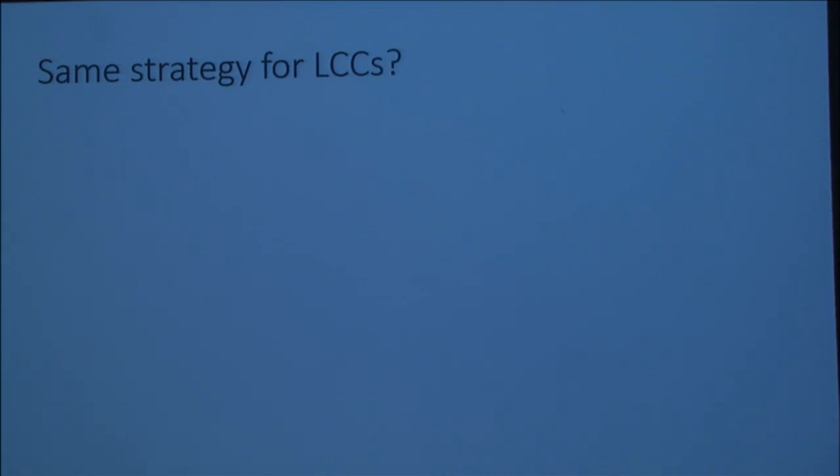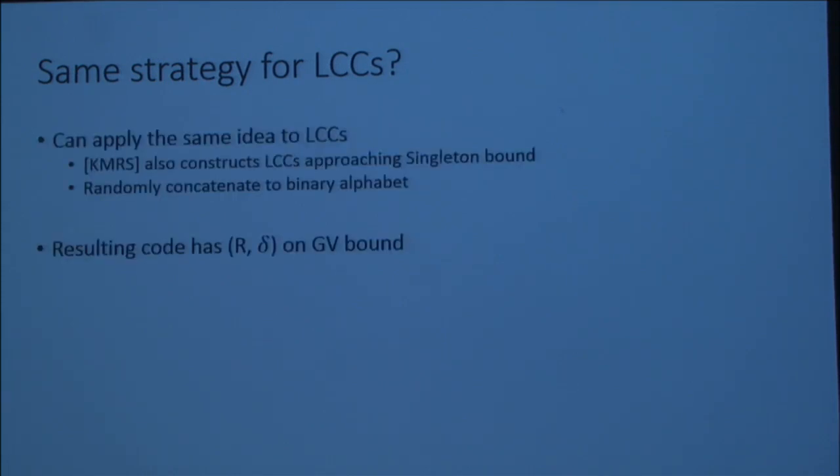What goes wrong? Why can't you do the same thing for LCCs? So we also have LCCs approaching the singleton bound with good query complexity. We can again randomly concatenate each coordinate to get this binary alphabet, and the resulting code will again approach the GV bound, just like before. So great, we got codes on the GV bound. It's all still an LCC. This random concatenation procedure won't change the LCC-ness.